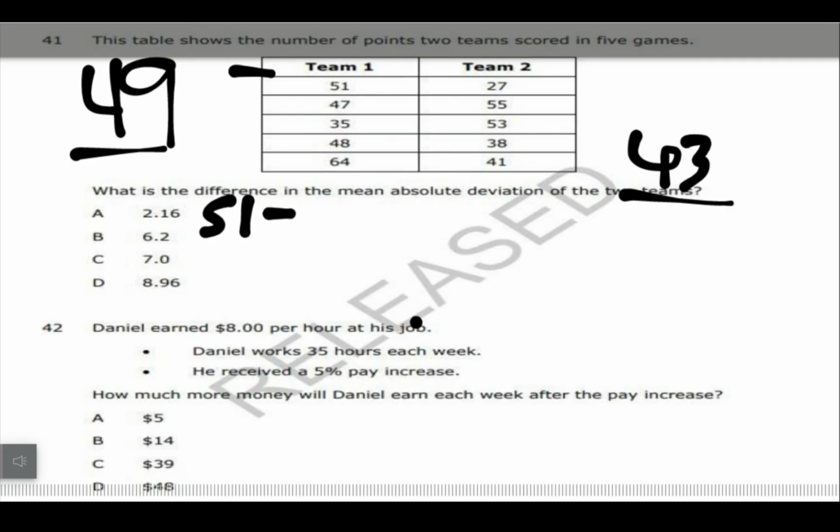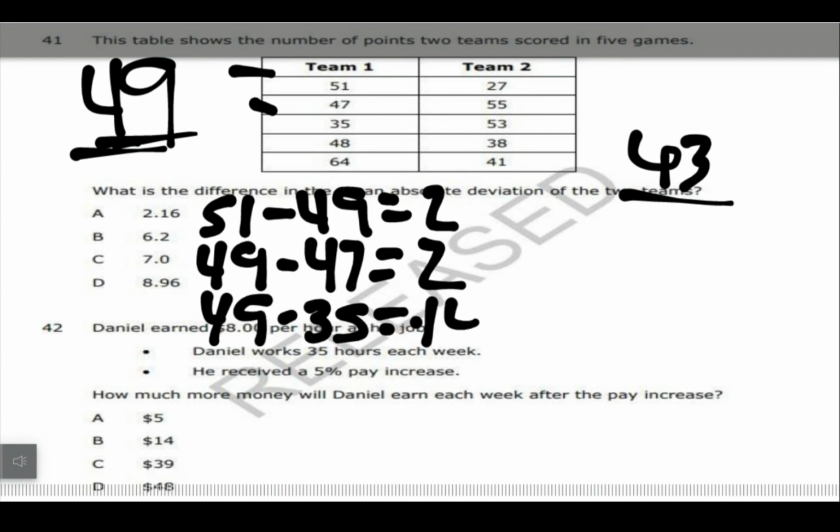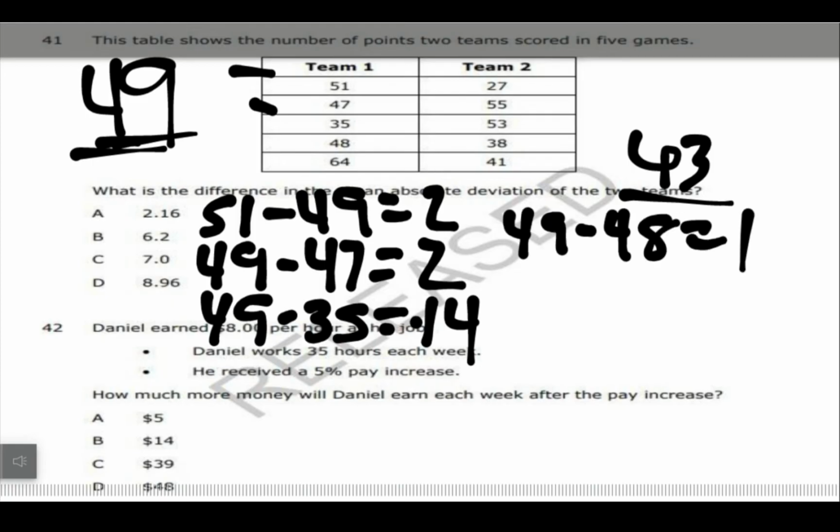So I do 51 minus 49 is 2. Remember, when the mean is higher than that, we want to flip the order, so I get positive. So I want 49 minus 47 for the second one, which is 2. Then 49 minus 35, it's 14. 49 minus 48, which is 1. And then 64 minus 49, which is 15.